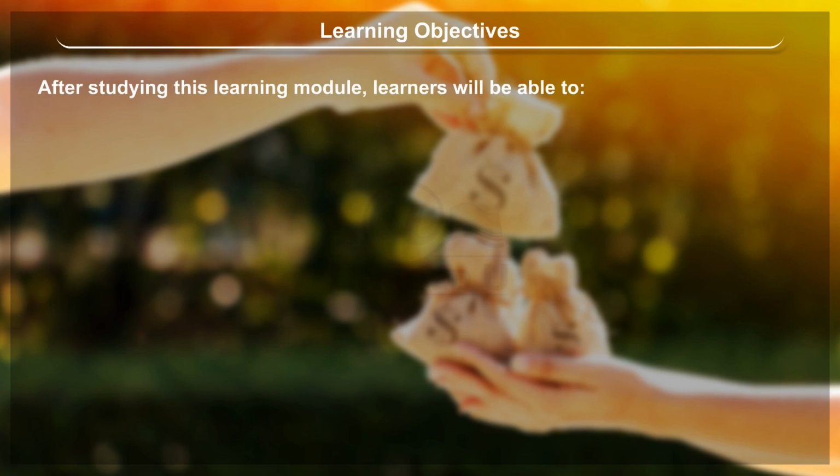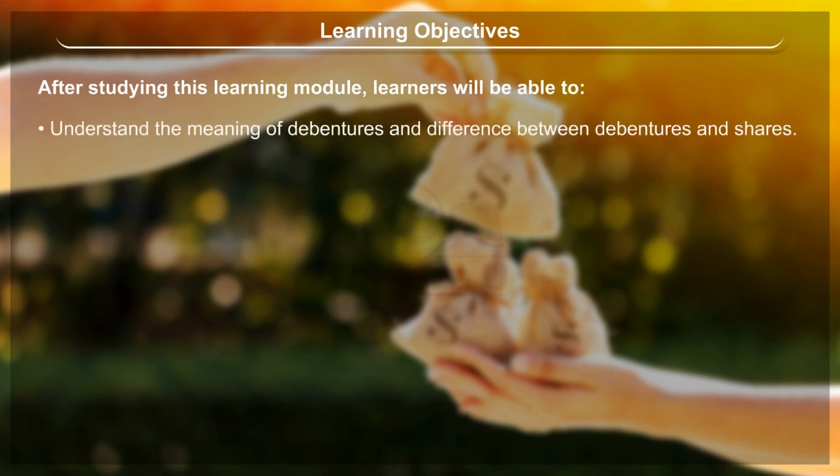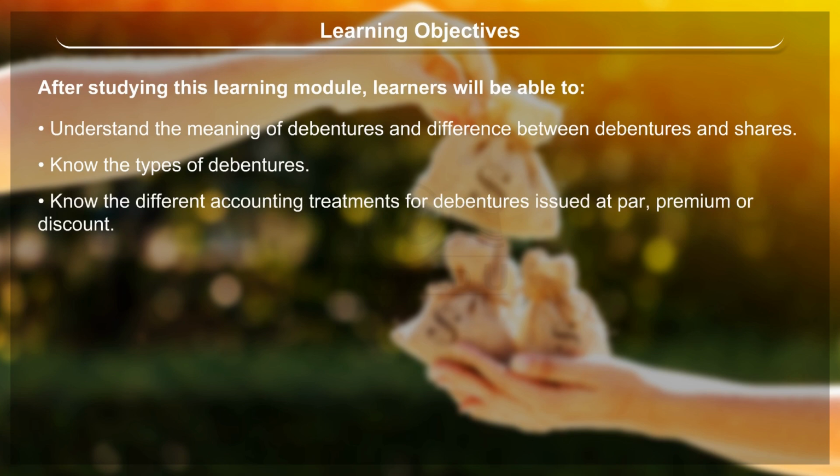Learning objectives. After studying this learning module, learners will be able to understand the meaning of debentures and difference between debentures and shares. Know the types of debentures. Know the different accounting treatments for debentures issued at par, premium or discount. Understand the concept of issue of debentures other than cash.